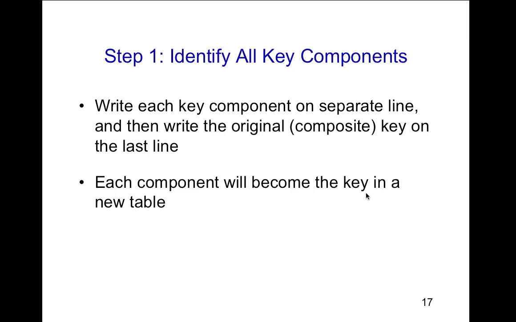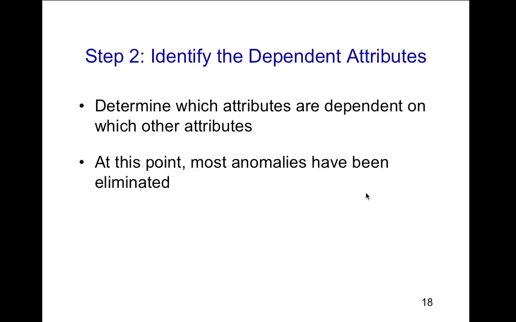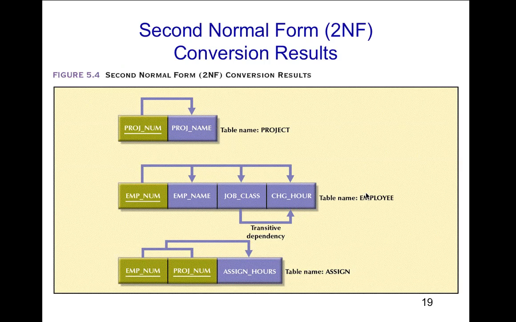So we can write each one of the key components on a separate line and then write the original composite key on the last line. I'll show you an example of that. Each component will become the key in the new table. And then we're going to identify the dependent attributes and move them into the appropriate table. So determine the attributes, and at this point most anomalies have been eliminated, although we might have some things that should be lined up but they're not lined up.